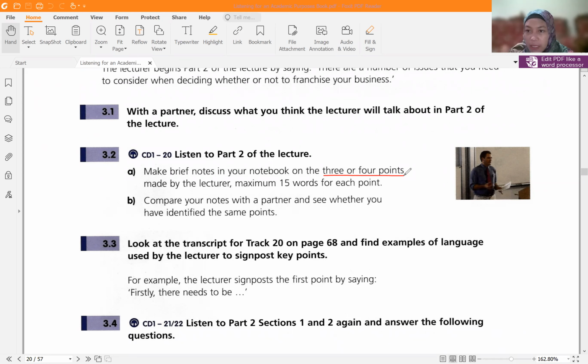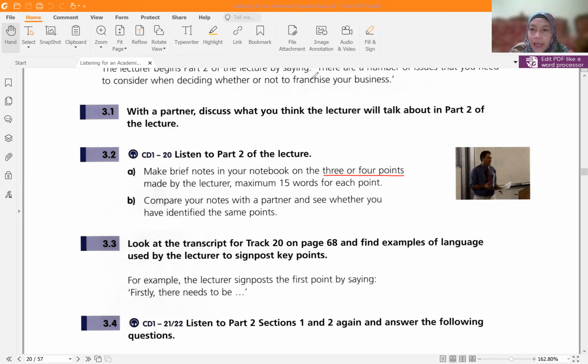Kemudian if you have made your note, but here we cannot compare your note with the partner and see whether you have identified the same point. No, I just want you to write down the key points, the 3 or 4 points that you listen from the audio.